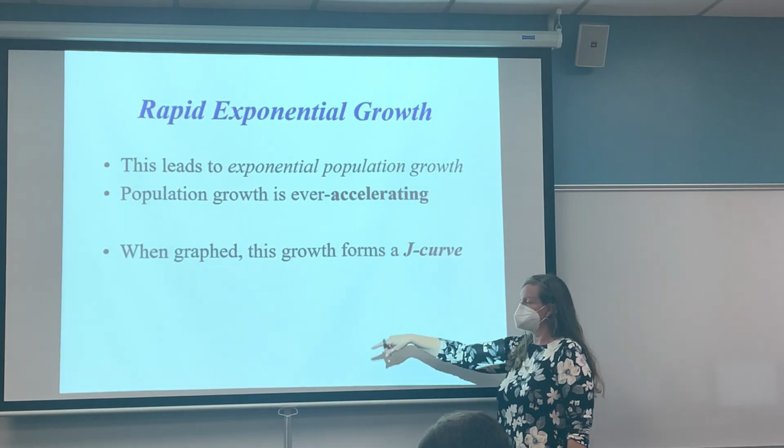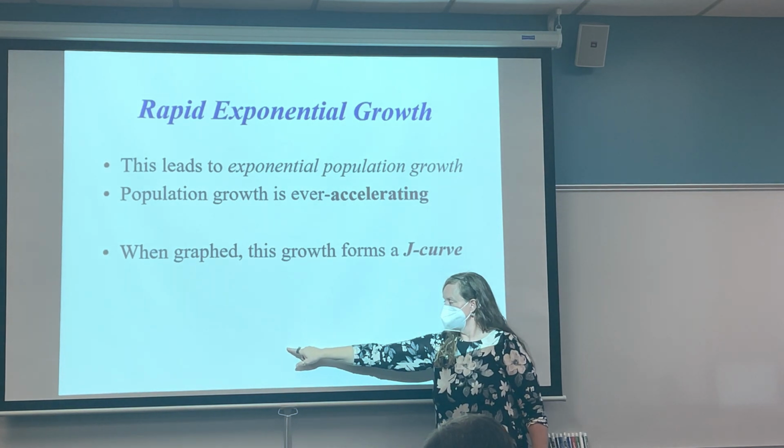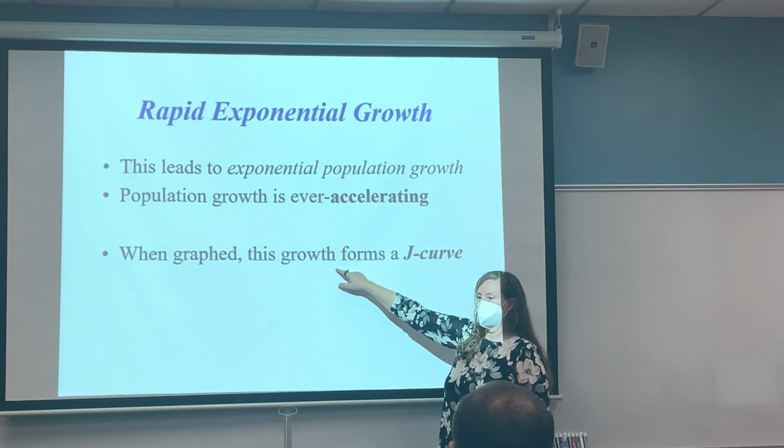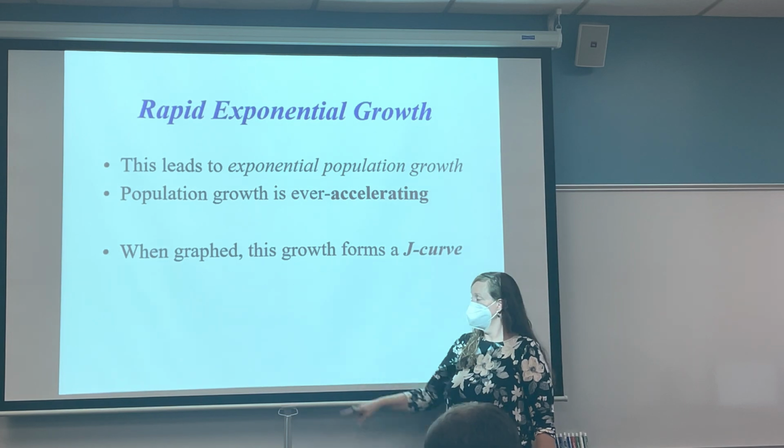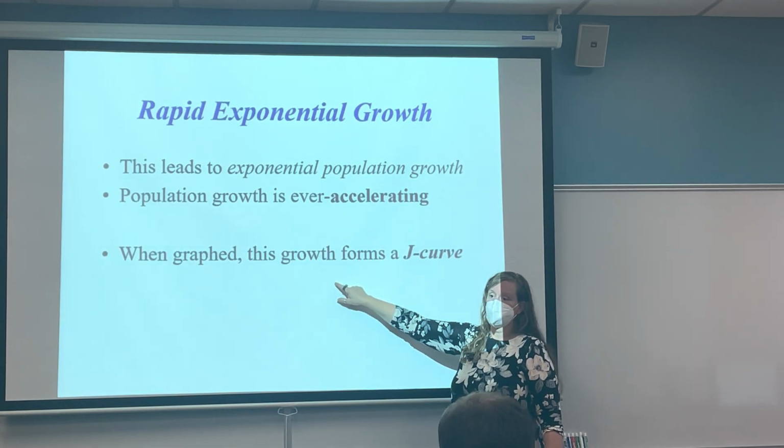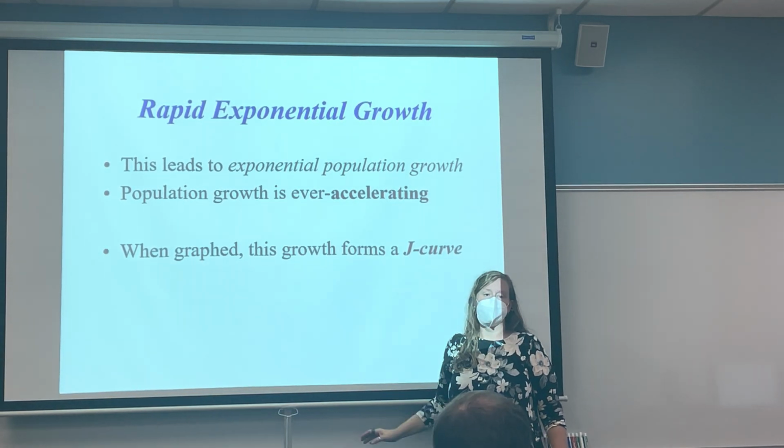If we graph that, it does this. It goes and then it goes all the way up like that. So the shape mimics a J, and we call that a J-shaped curve.